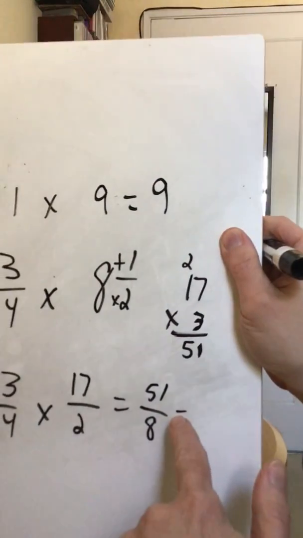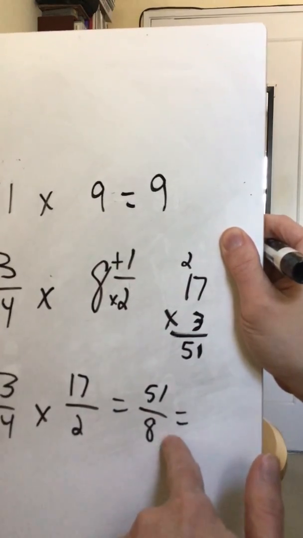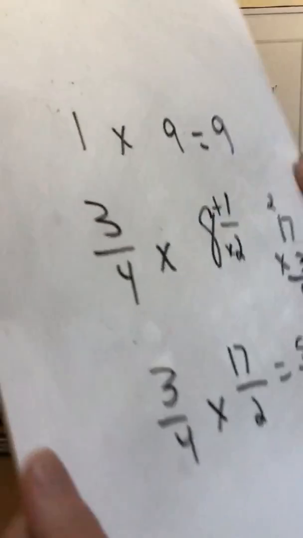So again, like we practiced yesterday, fraction bar means that we're doing division. So 51 divided by 8. How many times does 8 go into 51? That's right, 6.